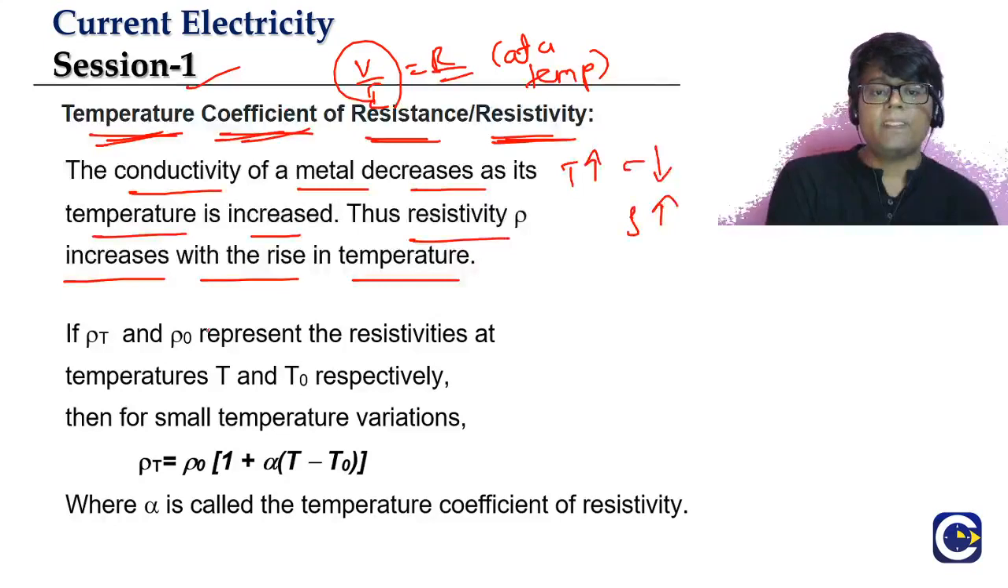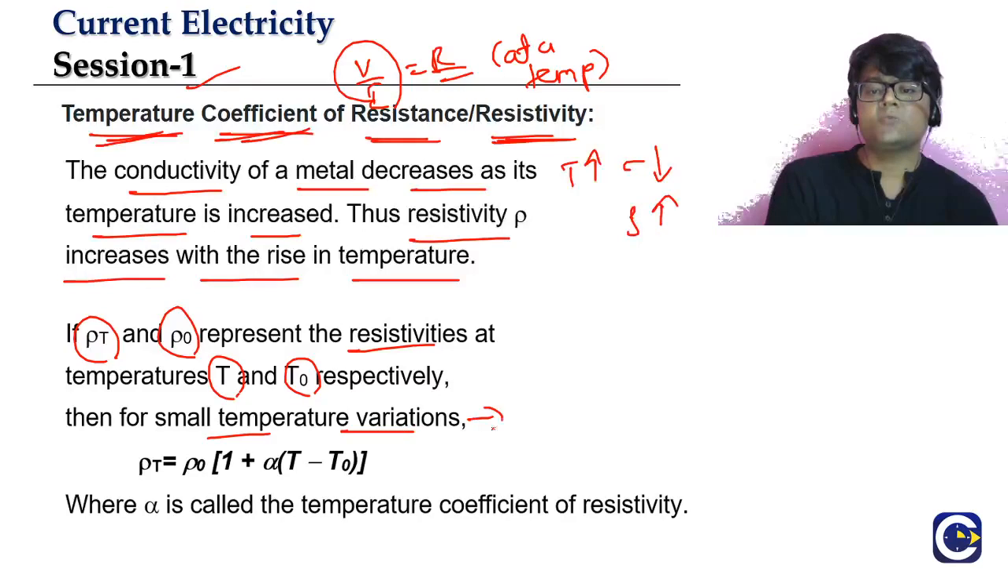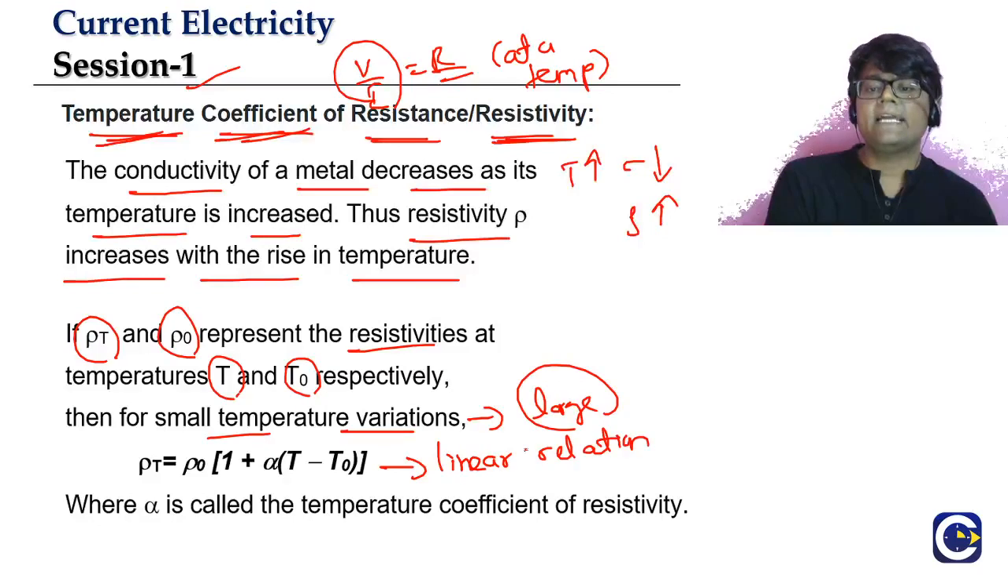So if we take rho naught as the resistivity at some reference temperature T naught, and rho T represents the resistivity at the temperature T, then we have small temperature variations. Why are we saying small temperature variations? For large temperature variations, this kind of linear relation will not be satisfied. This kind of linear formula will not be satisfied if you are having large temperature variations.